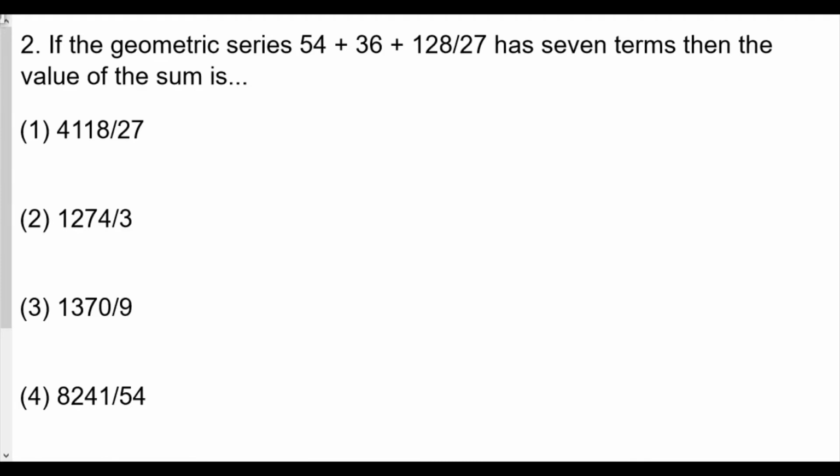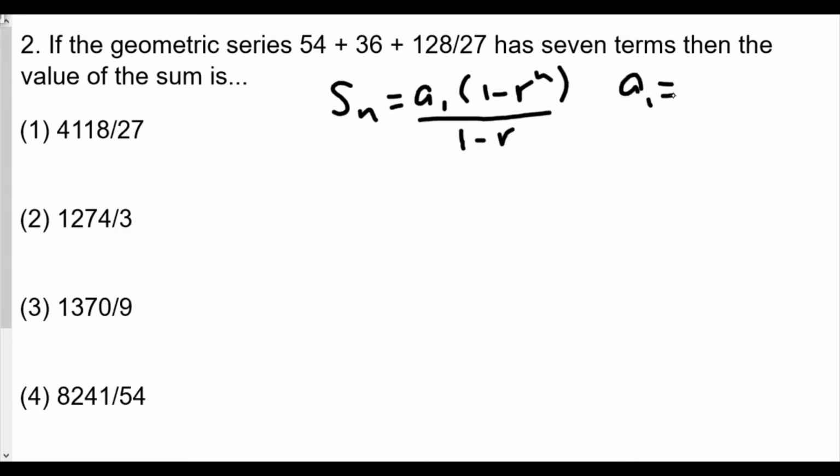If the geometric series 54 plus 36 plus 24 plus 16 over 3 plus 32 over 9 and so on has 7 terms, then the value of the sum is... well, again, we have our formula. S of n is equal to a1 times 1 minus r to the nth power, all over 1 minus r. We need our a1 value, our r value, and our n value. We know that there are 7 terms, so n is 7. We know that 54 is the first term, so we're good with that. We just need to find our common ratio, our r value.